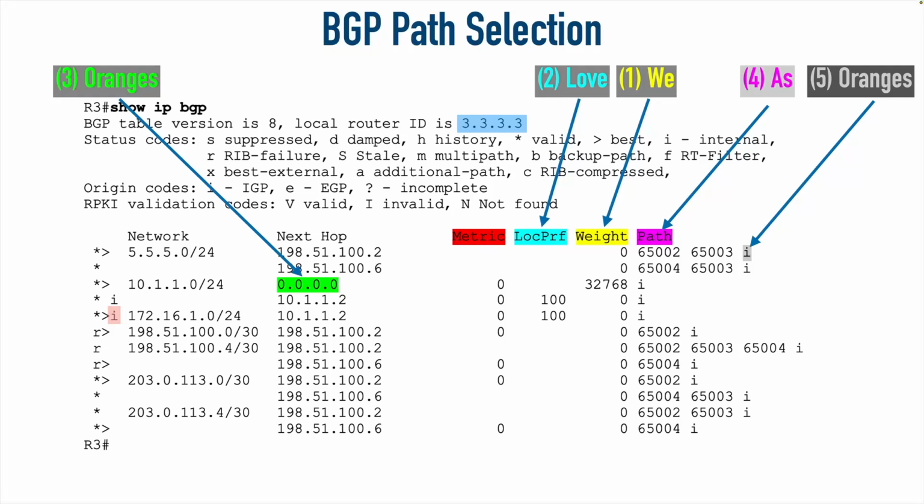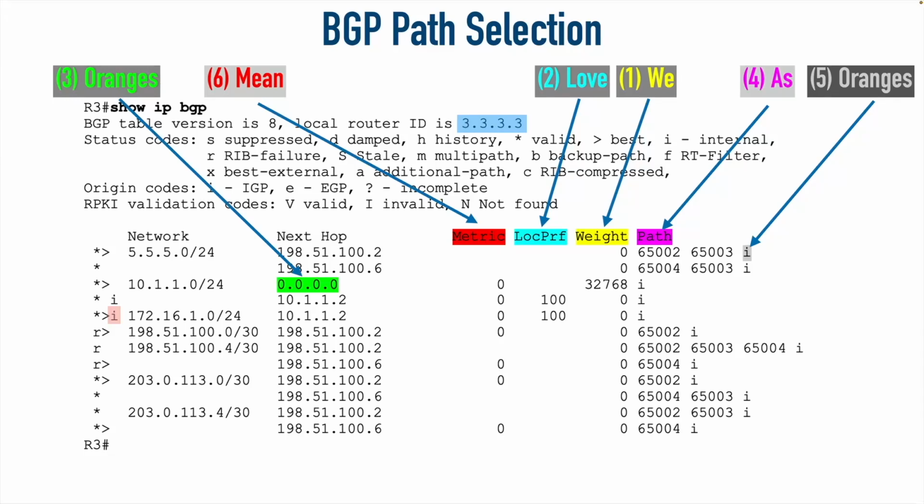Next up is the MED, the multi-exit discriminator. We love oranges as oranges mean. The M in mean reminds us of the M in MED, and the MED is actually found under the metric column. And unlike weight and local preference, where higher values were preferred, with the MED or the metric, lower values are preferred, and we might set a metric to advertise to our neighbors to influence inbound routing decisions.